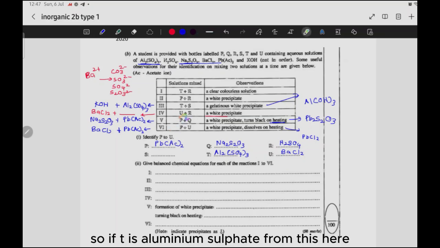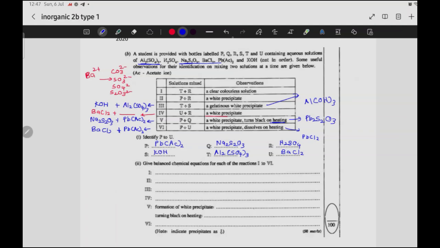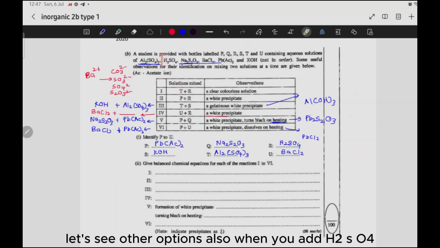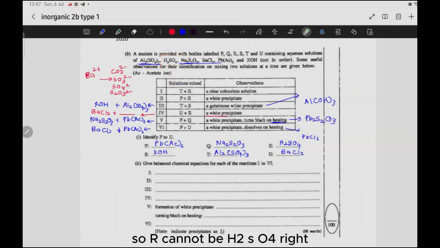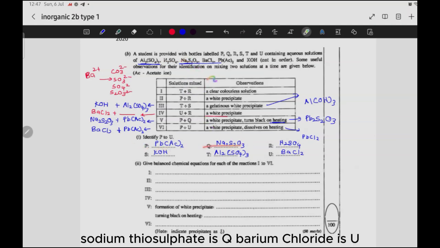So if T is aluminum sulfate, from this you can see you have to use aluminum sulfate and potassium hydroxide. You have found out T is aluminum sulfate, then potassium hydroxide must be S, right? But when you add T to R, R is H2SO4, we have confirmed. Let's see other options also. We have found out H2SO4 as R, right? So R is added to T, right? Sodium thiosulfate is Q, barium chloride is U, lead acetate is P, potassium hydroxide.